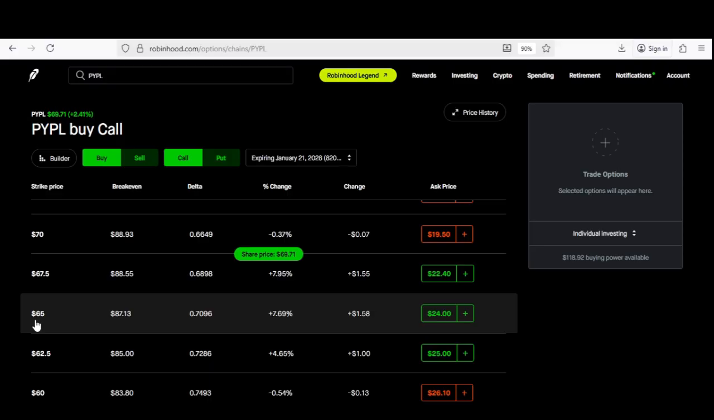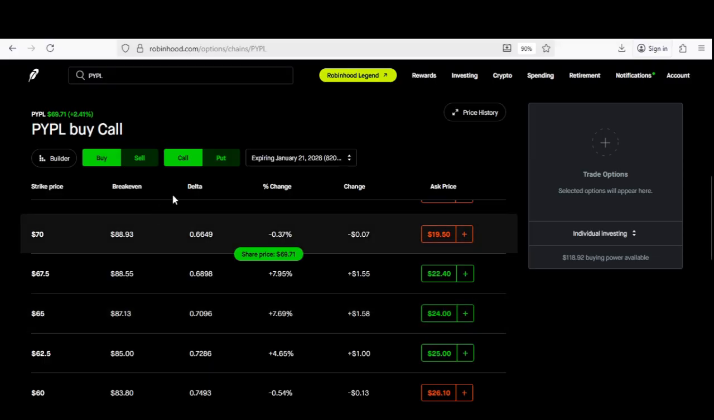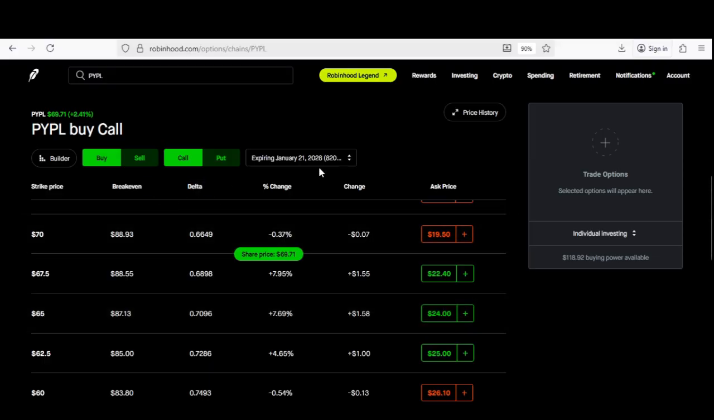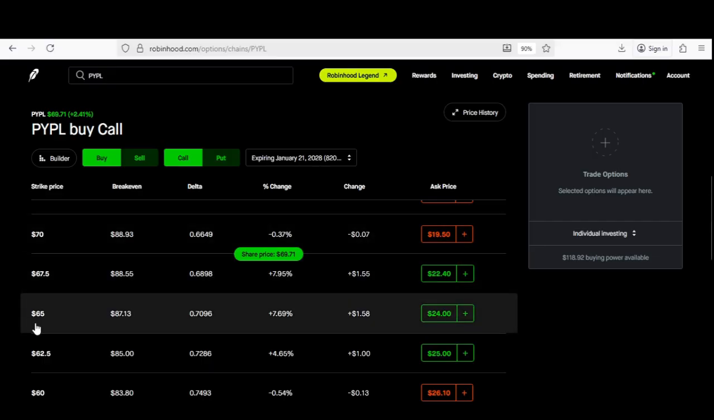Now, can the share price go lower than $65? It certainly can. Hence, I gave myself more than enough time so that even if it does go below the strike price I chose, it has enough time to recover. So the $65 strike price it is.